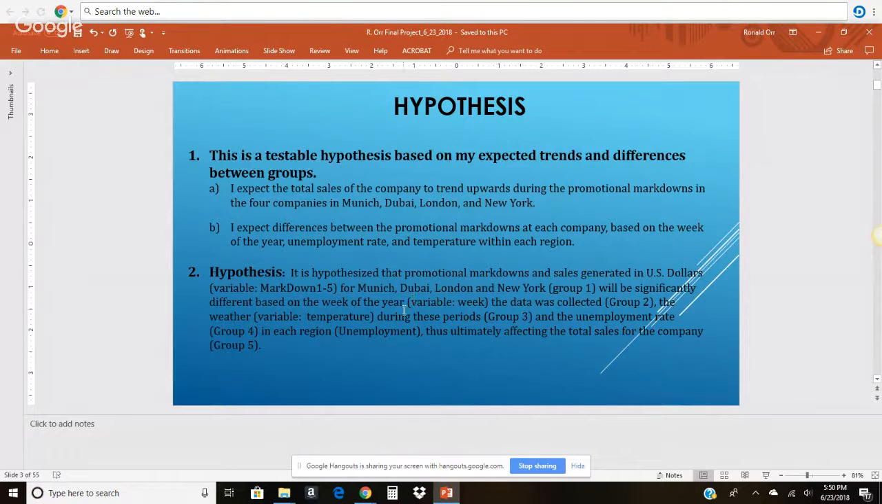My hypothesis is that promotional markdowns and sales generated in US dollars for Munich, Dubai, London, and New York will be significantly different based on the week of the year, the date the data was collected, the weather during these periods, and the unemployment rate in each region, thus ultimately affecting the total sales for the company. However, as I went through this analysis, what I also evaluated was the hypothesis that the markdowns would have a positive effect on the total sales within each company. So we'll look into that a little bit more as well.